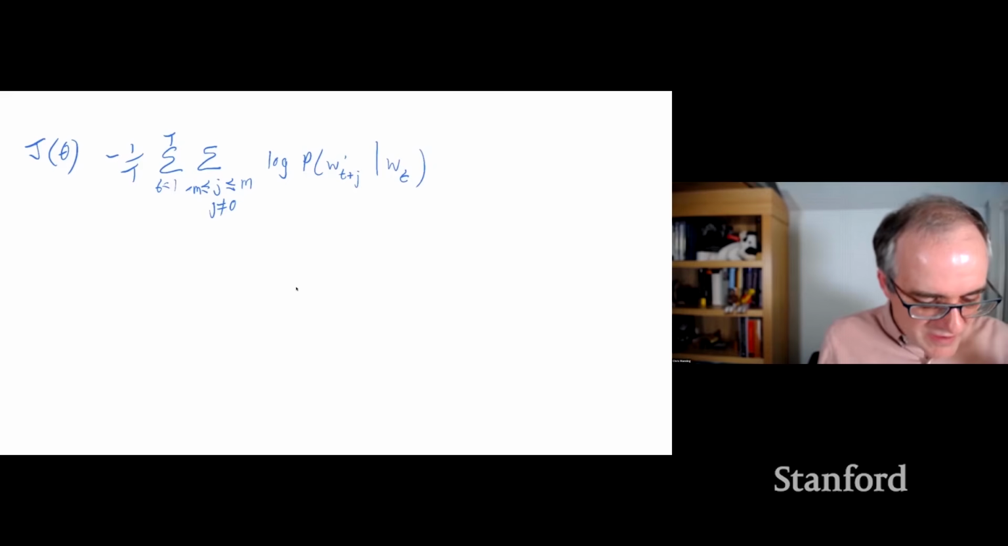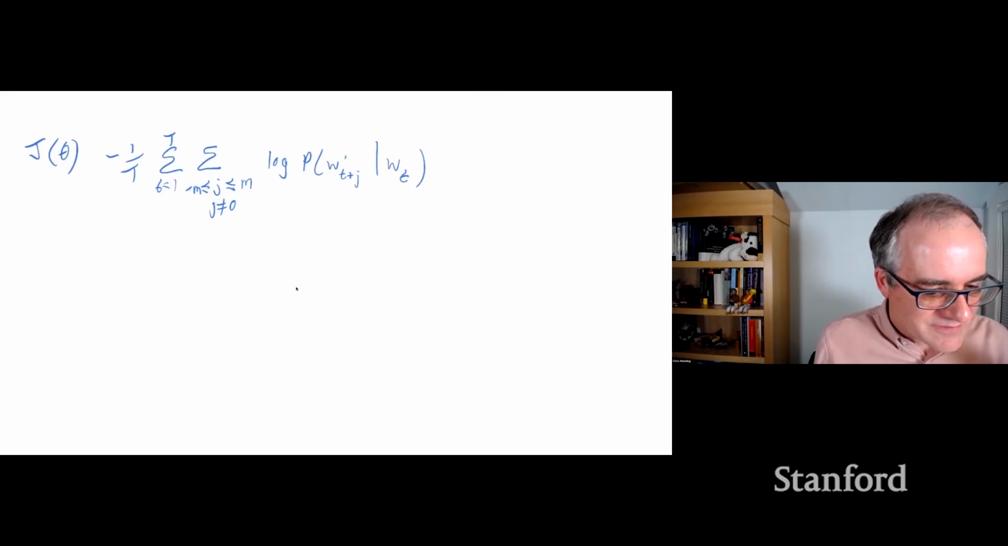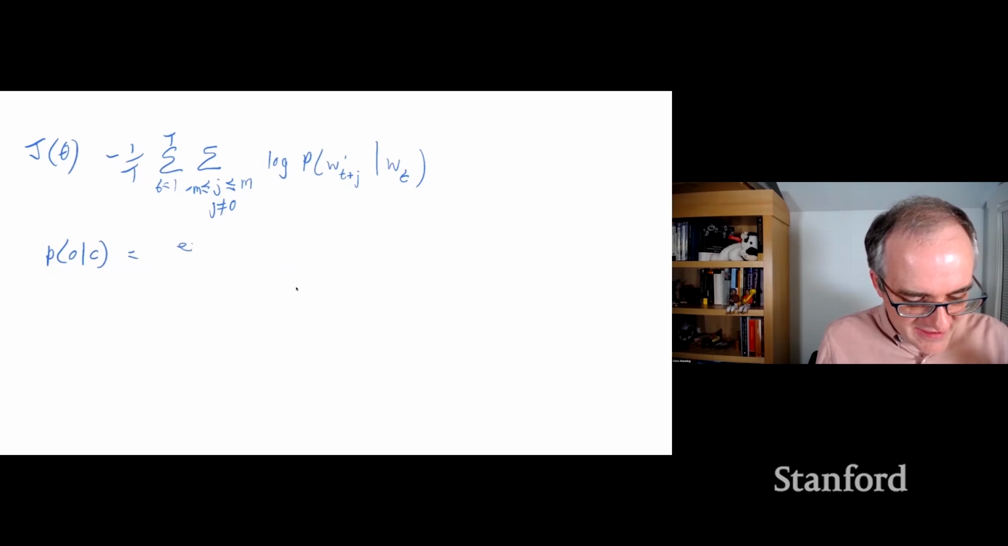And so then we converted that into our word vectors by saying that the probability of o given c is going to be expressed as this softmax of the dot product.